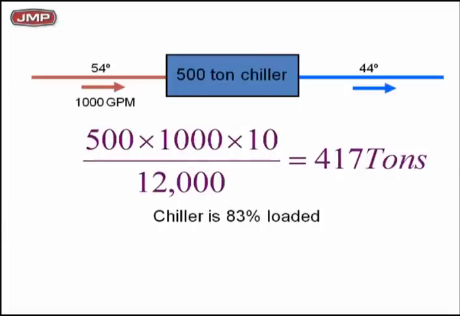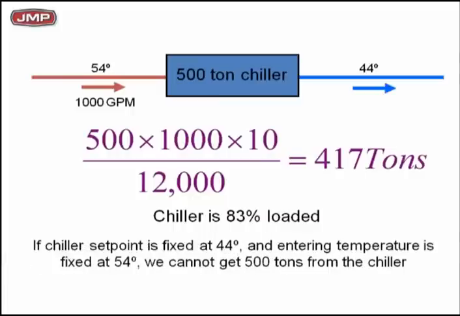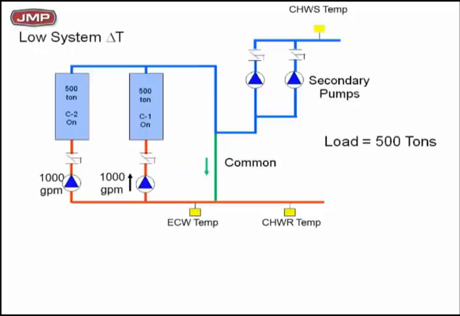So what are you going to do? Chiller is only 83% loaded now. You bought a 500-ton chiller, and you can't get 500 tons out of it. This is the part you need to get straight. If the chiller set point is fixed at 44, you can't do it. What are we going to do?